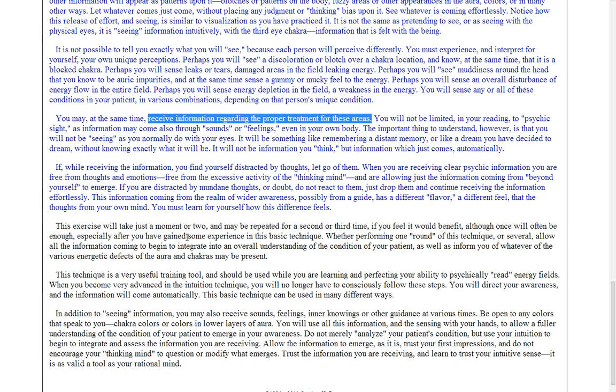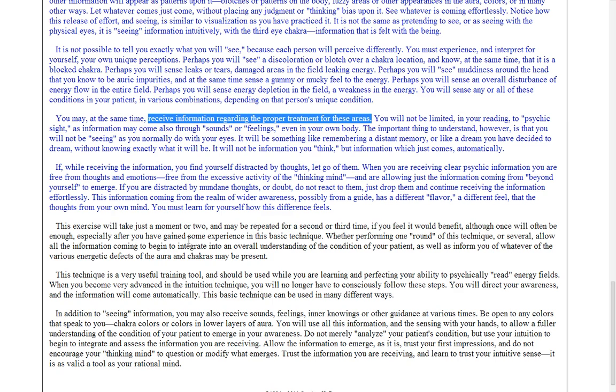If while receiving the information you find yourself distracted by thoughts, let go of them. When you are receiving clear psychic information, you are free from thoughts and emotions. Enter the inner void and stillness, that deepest quietness within, the deepest and quietest spot within, free from the excessive activity of the thinking mind, the rational mind, the left brain, or the logical mind, and allowing just the information coming from beyond yourself to emerge. If you are distracted by mundane thoughts, materialistic thoughts, earthly thoughts, or doubt, do not react to them. Just drop them and continue receiving the information effortlessly.